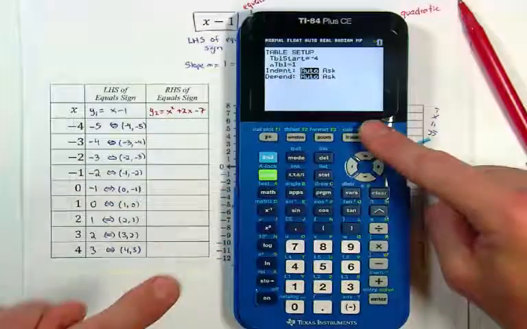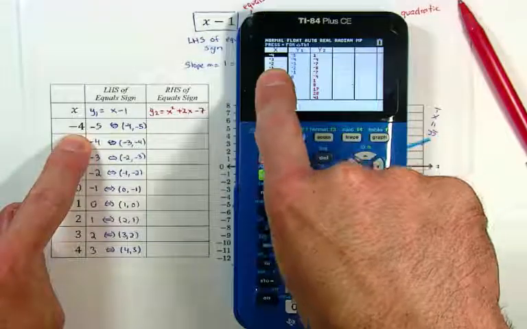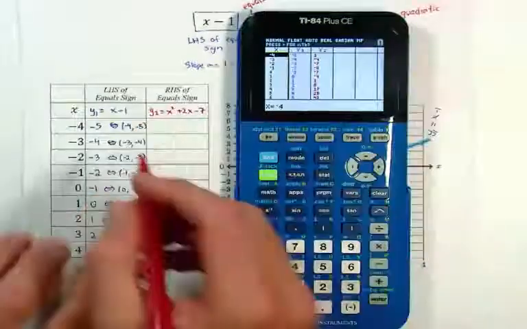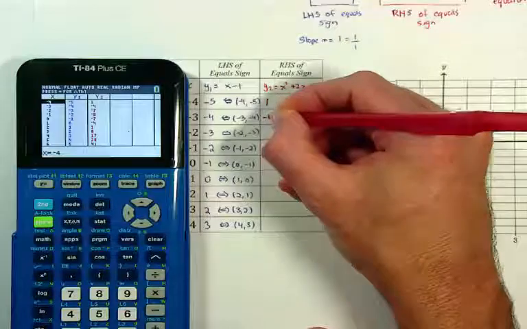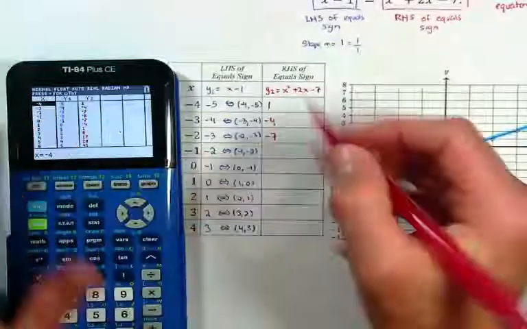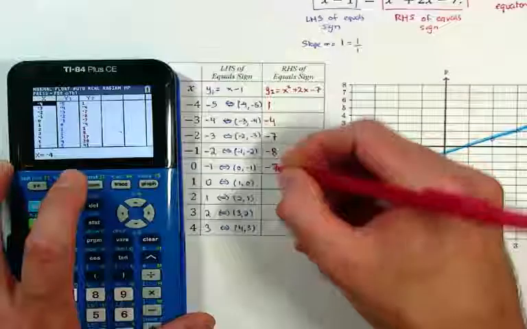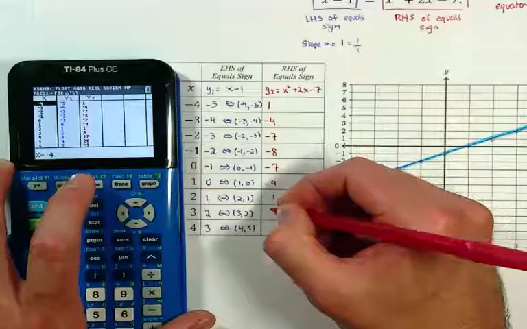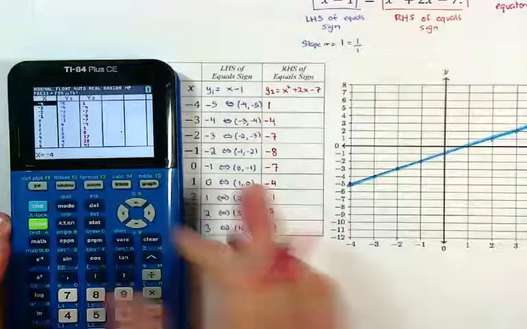Let's go back to table. Lo and behold, the first x entry is -4, which I told it. Here, my first y2 value is the number 1. Next, I'm followed up with -4, then -7. At x equal -1, I've got a value of -8. Then I go to -7, -4, 1, 8, 17. I fill out the entire table of values.